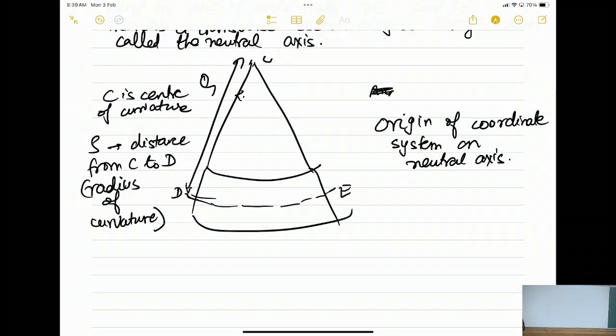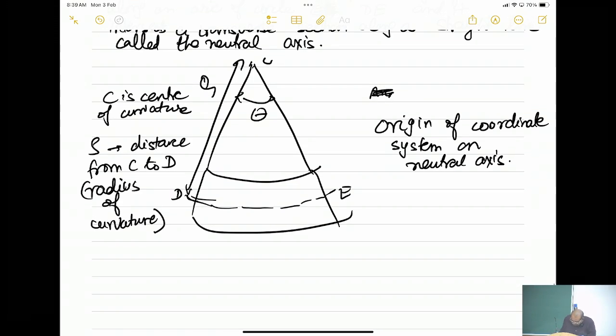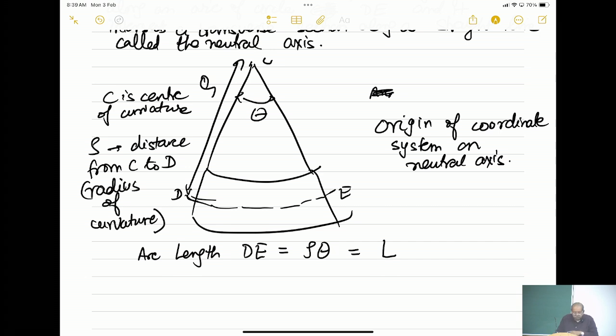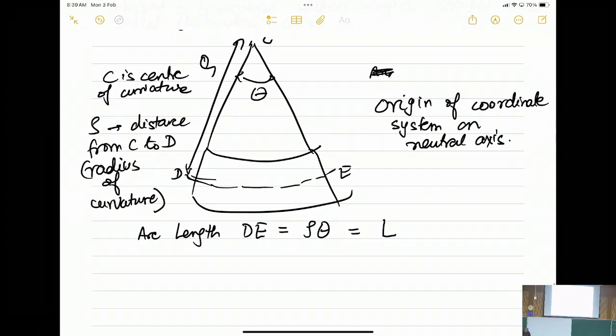This angle, if this is theta, so arc length DE is equal to rho theta, and this is equal to the length of the bar. The original length of the bar was L. So arc length DE, which is rho theta, is equal to L.